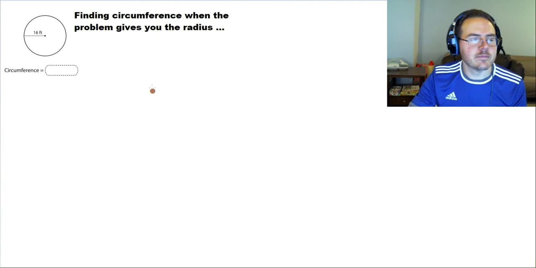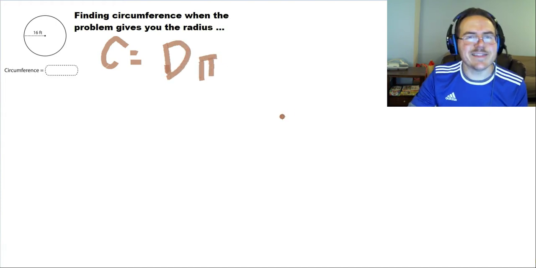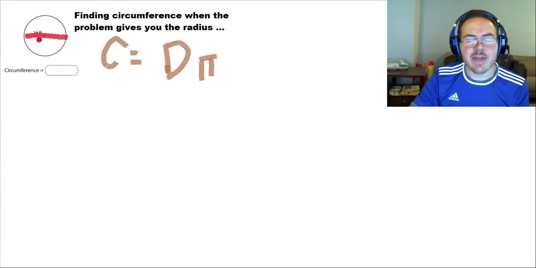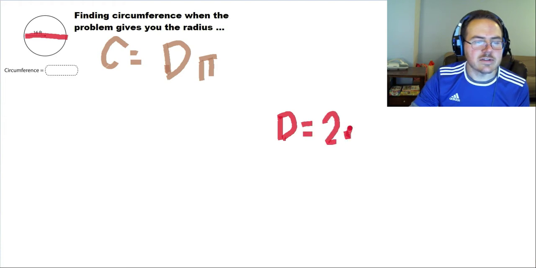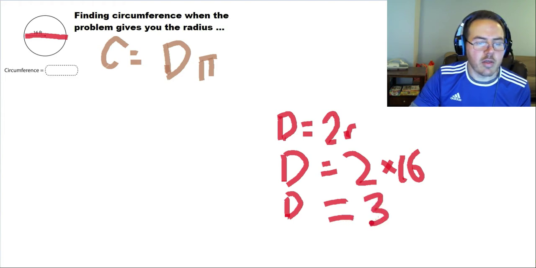Let's start with a formula. The circumference of a circle is the diameter times pi. Thing is, they didn't give us the diameter. Fortunately, I know circles. The diameter is all the way across. So if you tell me that half of that is 16, the diameter is 2 times the radius. So that means the diameter for our circle here would be 2 times 16. Therefore, our diameter must be 32 feet.